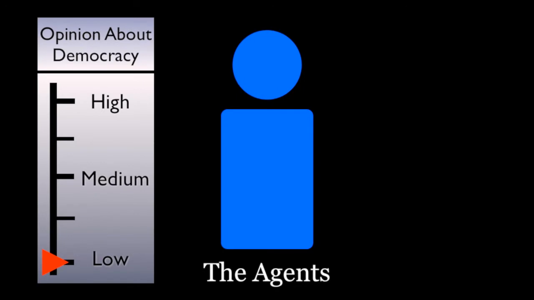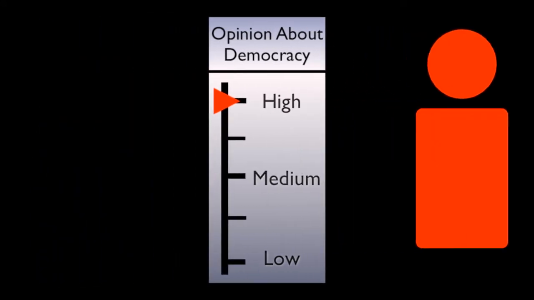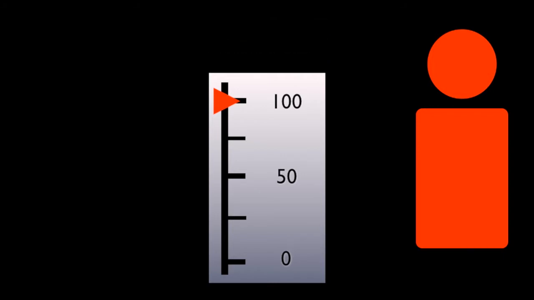If they're not very big fans of democracy, we color them blue. If they're mediocre, we'll color them gray. And if they're so excited about democracy that they'll even protest for it, we'll color them red. And so we digitize this colloquialness into a scale from 0 to 100. And then each agent has its own copy of this inside of them. Everyone's entitled to their own opinion of democracy.